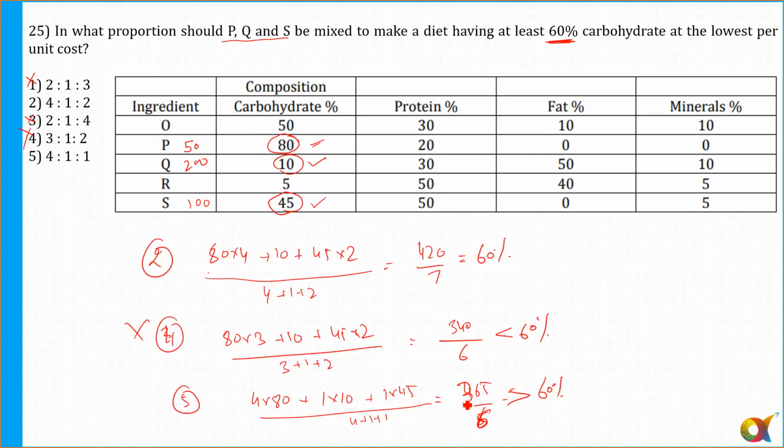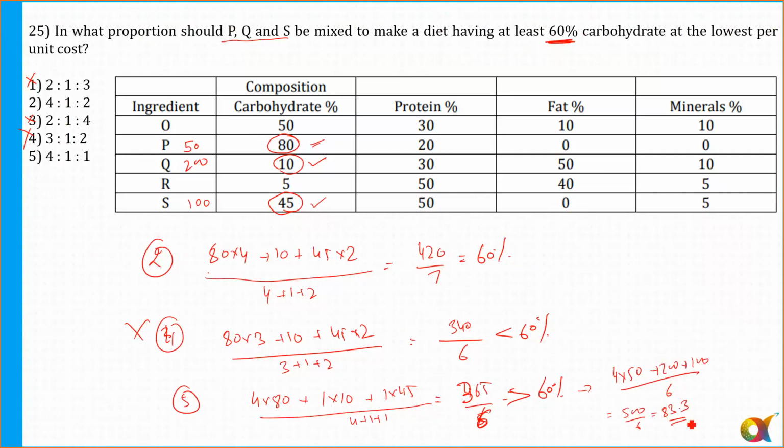But I need to find out in which case the cost is minimum. In which case the cost per unit is minimum, the lowest per unit cost. So in option 5, I'm taking 4 units of P, that is 4 into 50, plus 1 unit of Q, that is 200, and plus 1 unit of S, that is 100, upon the total of 6. So 50 into 4 is 200, plus 200 is 400, plus 100 is 500. So that is 500 by 6, which will be 83.3.